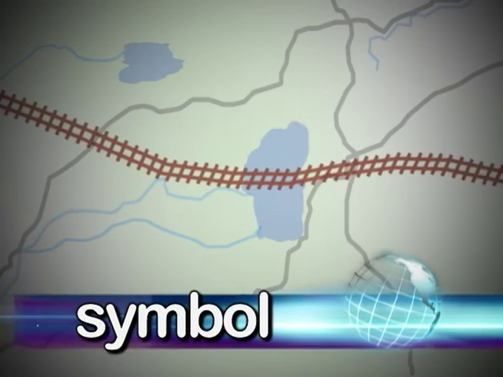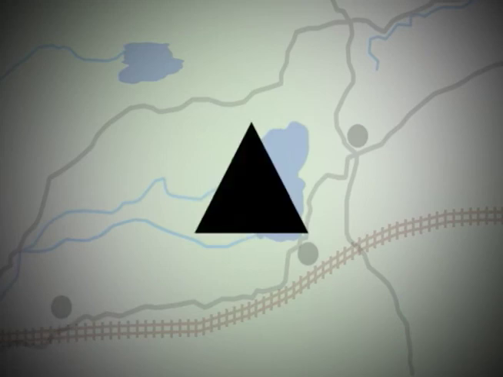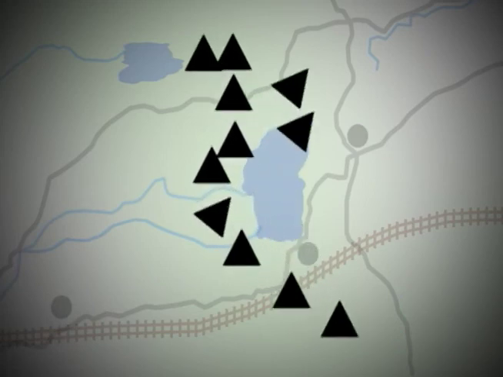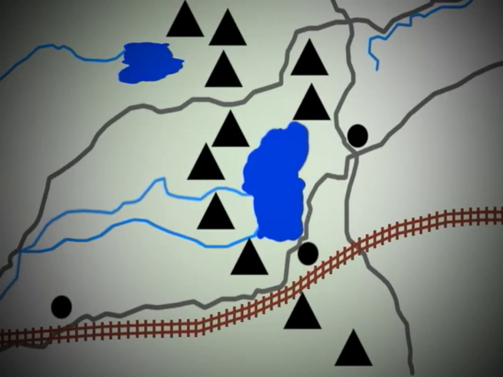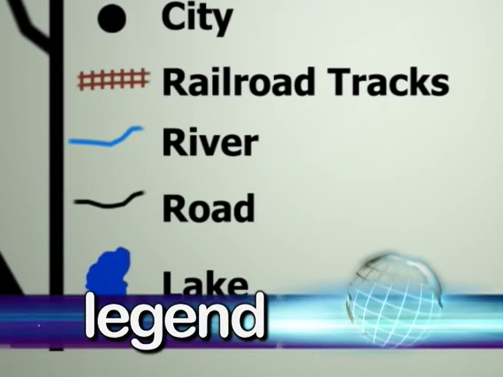A symbol stands for or represents something else. On this map, a triangle stands for mountain. Anywhere you see a triangle, you know that there is a mountain. Most maps and globes have a legend that tells you what each symbol means.